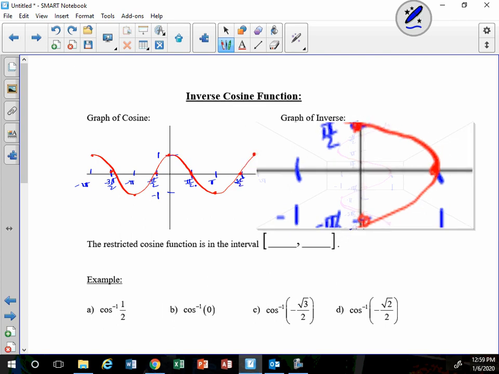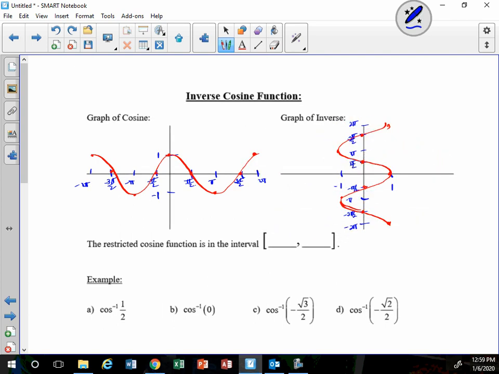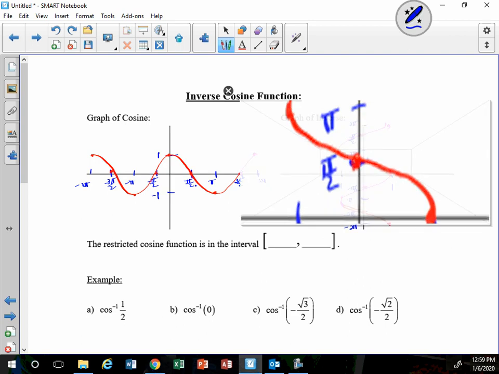Okay? You see it? Okay. So any guesses as to what window we might want to use? 0 to pi. I like 0 to pi. There are other windows that would give you a function, but this is the universally accepted one that we always go with. So that's from 0 to pi. Okay?